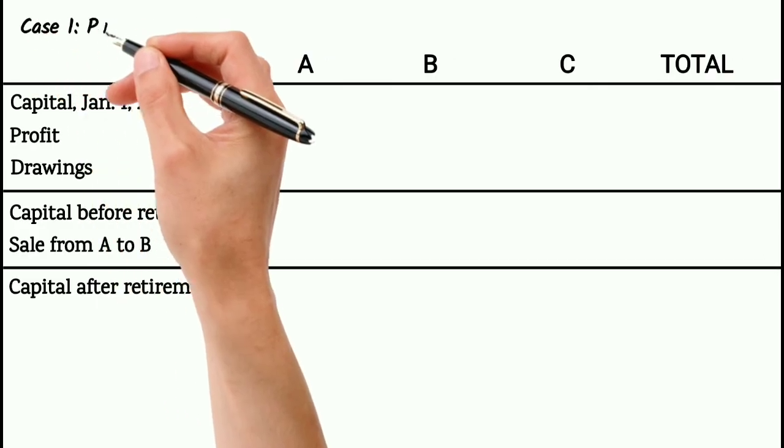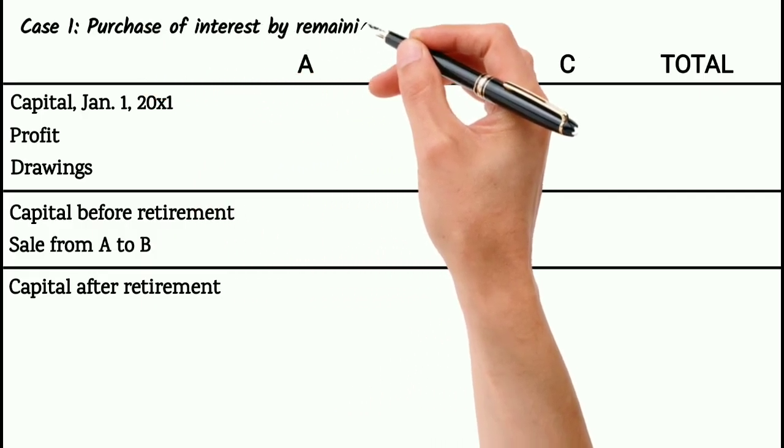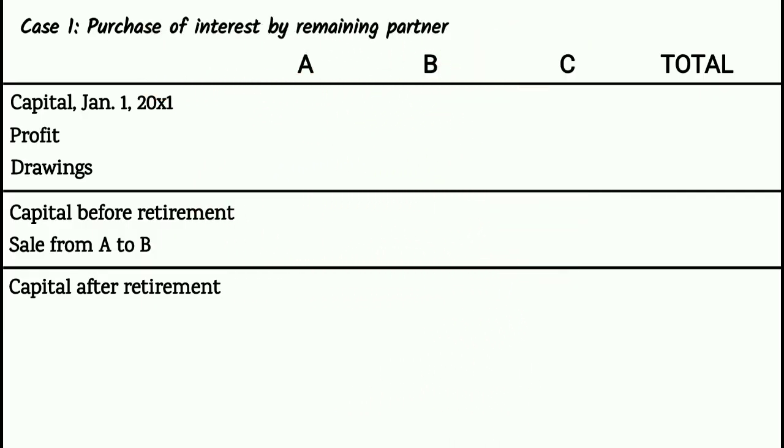Unahin natin yung case 1, purchase of interest by remaining partner. Partner B purchases partner A's interest for 700,000 pesos. In this case, the requirements are provide the entry and compute for the capital balances and profit or loss ratio of the partners after A's retirement. First, we have to compute for the capital balances of the partners after the retirement of A.